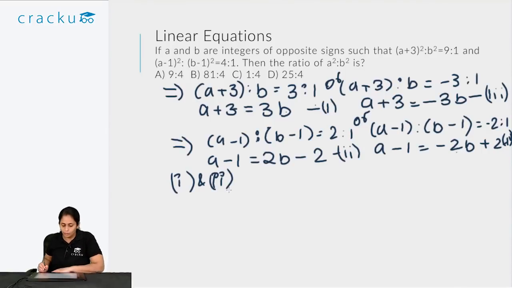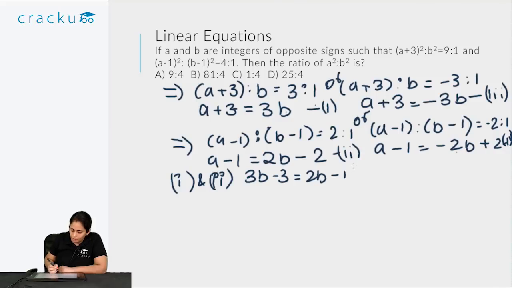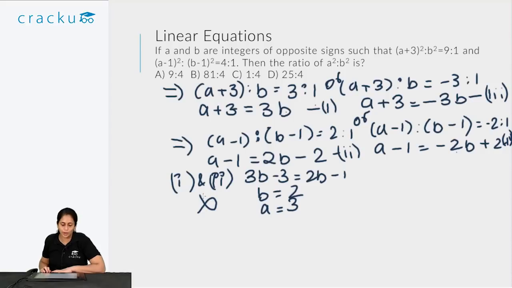Then solving 1 and 2, I have a plus 3 is equal to 3b and a minus 1 is equal to 2b minus 2. So I can say that a is equal to 3b minus 3 and a is equal to 2b minus 1. So equating both sides, 3b minus 3 is equal to 2b minus 1, or b is equal to 2. And a will then be equal to 4 minus 2, that is 2 plus 1, so 3. But they are supposed to be of opposite signs, so this is not a real answer. So we can eliminate case 1 and 2.